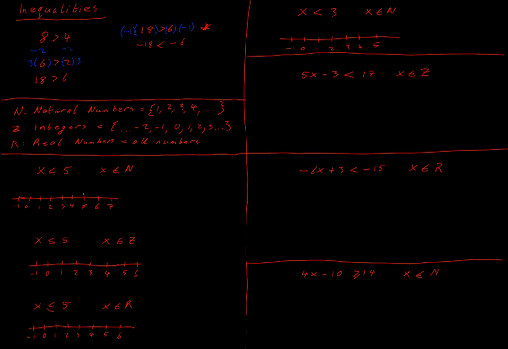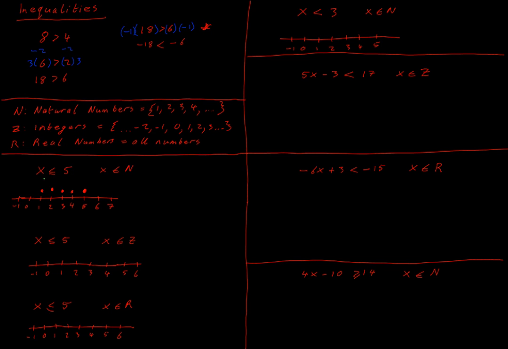So x could be equal to 5. So I'm going to put a dot on the 5. X could be equal to 5. And then x could be any number that's smaller than 5 as well, because x is smaller than or equal to 5. So it could be 4, or it could be 3, or it could be 2, or it could be 1. At that point, I'm going to stop.